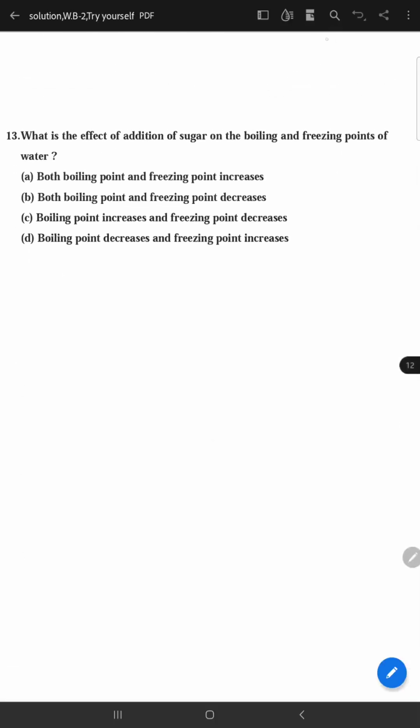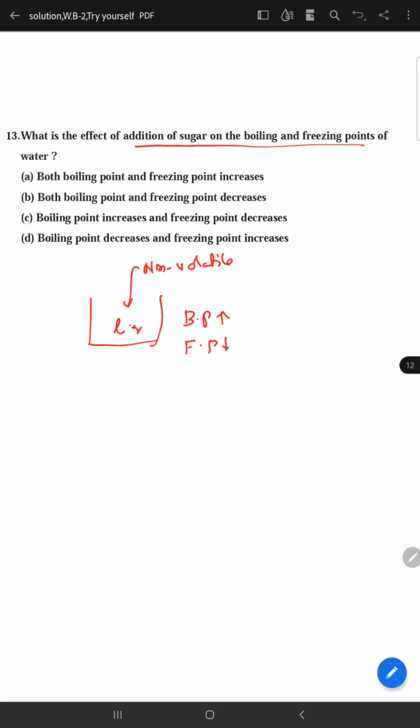Coming to the 13th question. Read the 13th question: what is the effect of addition of sugar on boiling and freezing point? Obviously, sugar is a non-electrolyte substance plus a non-volatile substance. Whenever a non-volatile substance is dissolved in a liquid or solvent, the boiling point of that solvent increases. Similarly, the freezing point decreases. Elevation in boiling point, depression in freezing point. Therefore for the 13th question also, option C: boiling point increases, freezing point decreases.